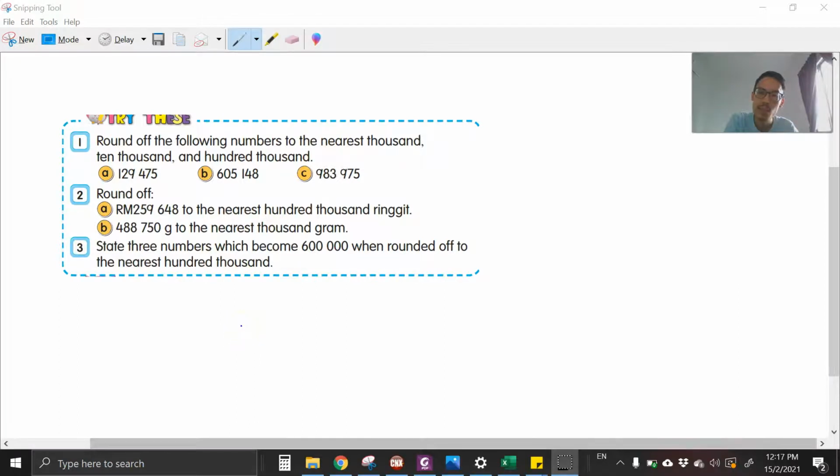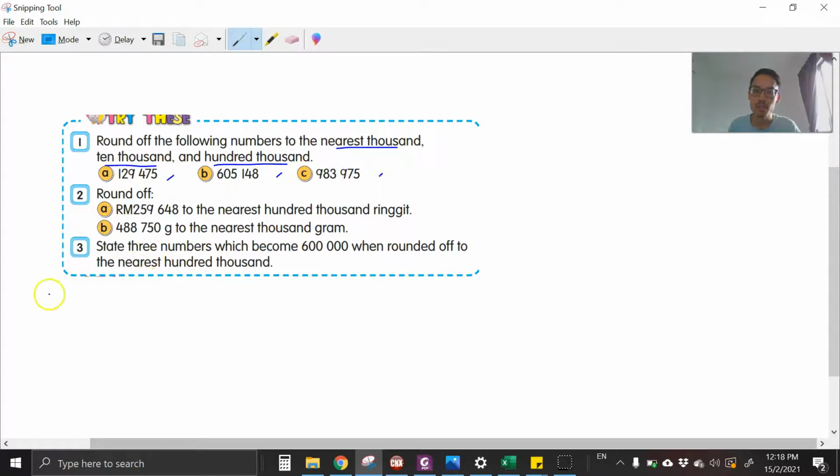Okay, for today I just want to discuss the homework you did previously. I marked your homework for those who have submitted, and I found that many of you couldn't understand how to round off the numbers. Okay, never mind, let's do it together. Now for this question, you have to round off to the nearest 1,000, 10,000, and 100,000 for each number. Okay, for every number you have to round off.